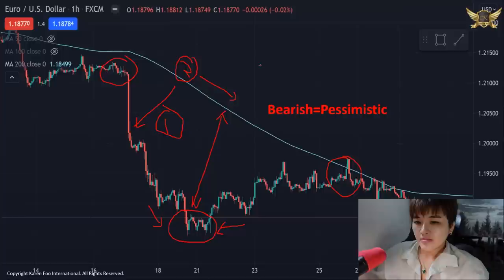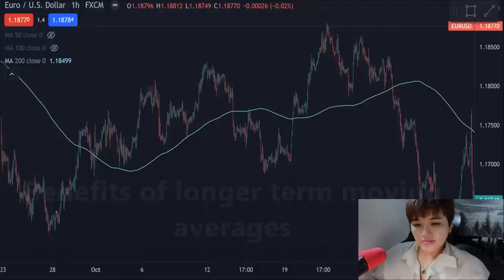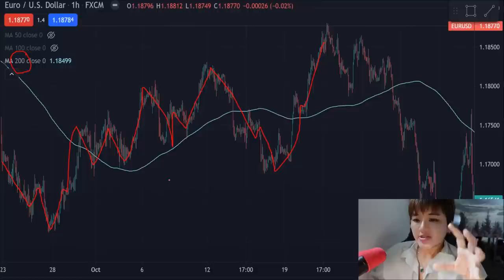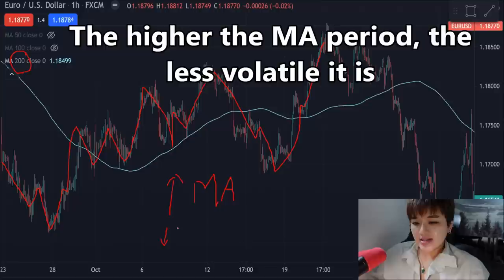Agree with me? When the trend is down, price is making lower lows and lower highs, it tells you that people are pessimistic. Okay? So when prices are volatile, you can see that the longer term moving averages don't get affected that easily. If you use a moving average like a 5 EMA, for example, price is gonna go like this. It's gonna be almost as volatile as the price action. You get my point. So this is what I mean by moving averages smoothing out prices. The higher the MA period, the less volatile it is.